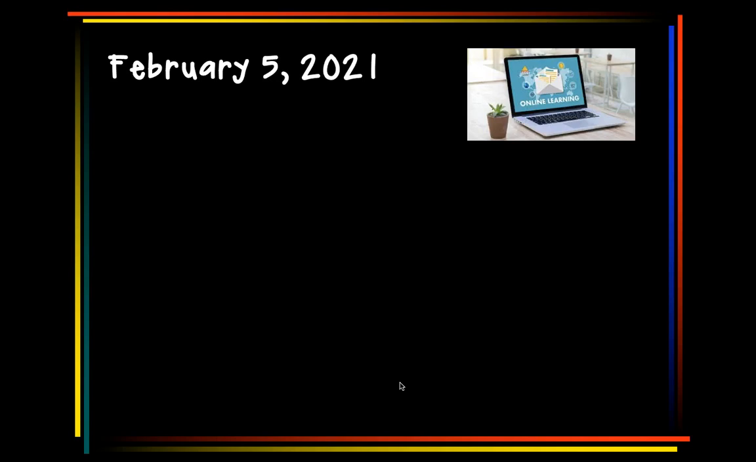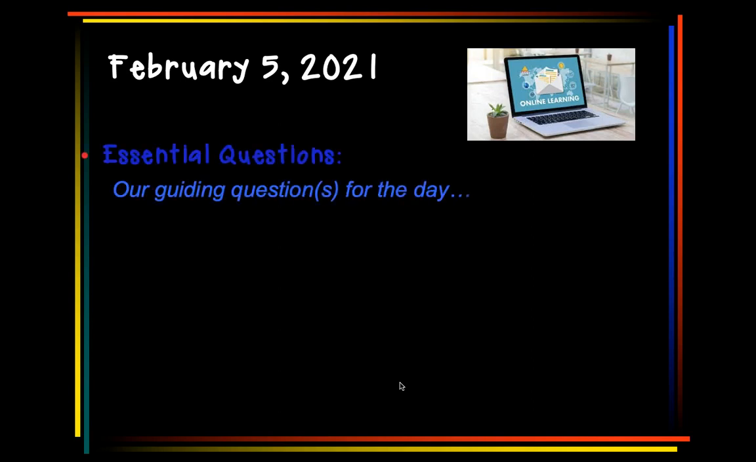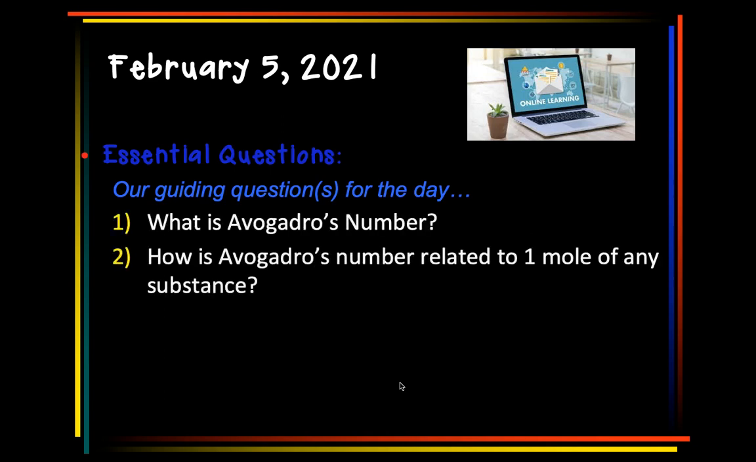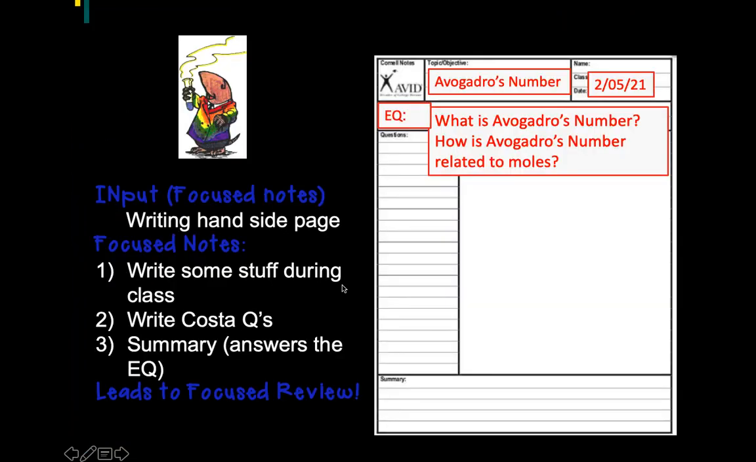Hello, and welcome to another online learning day for chemistry as we continue to learn more about the mole and how that fits into math and chemistry. Our essential question that you're going to work on today is what is something called Avogadro's number, and how is Avogadro's number related to 1 mole of any substance? So there's that mole thing comes back. Avogadro is our focus for today.